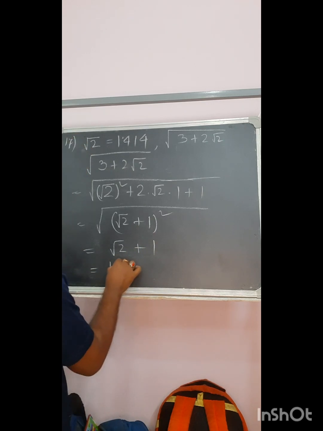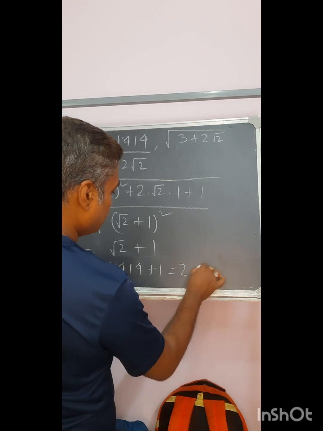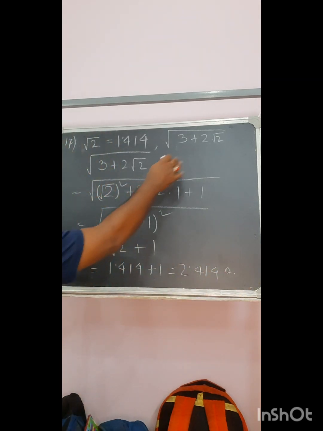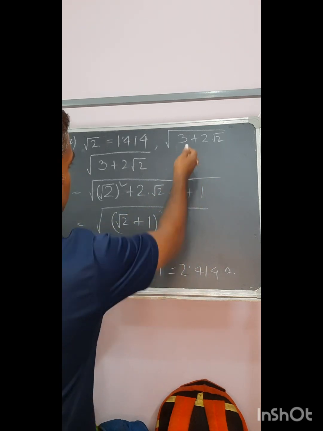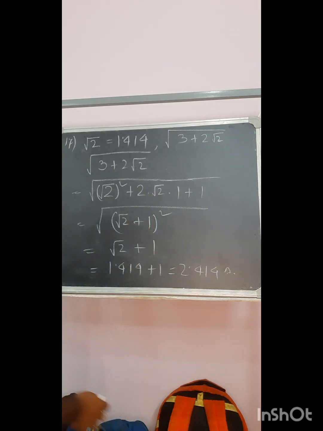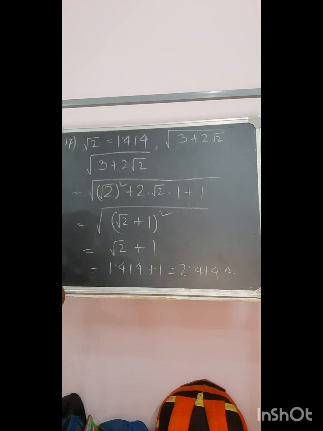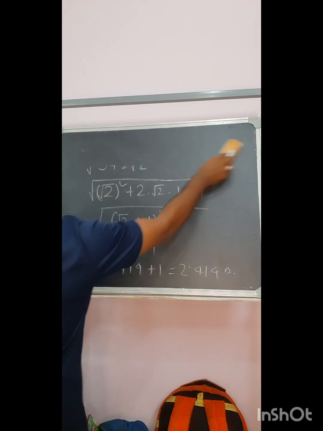Now if you put the value of root 2, it will be easy for you to calculate and get the answer easily, isn't it? If you put the value of root 2 here and calculate so much, you may have the correct answer, but it would take much of your time. So try to simplify the thing initially, then you will get the answer easily. Okay.